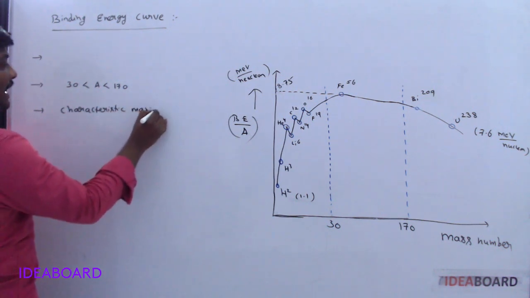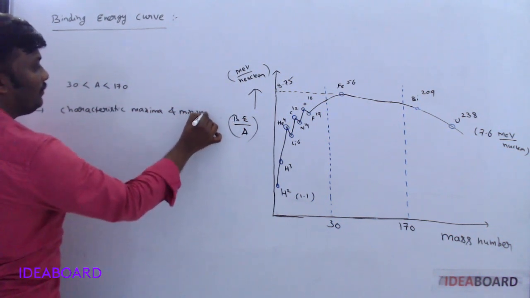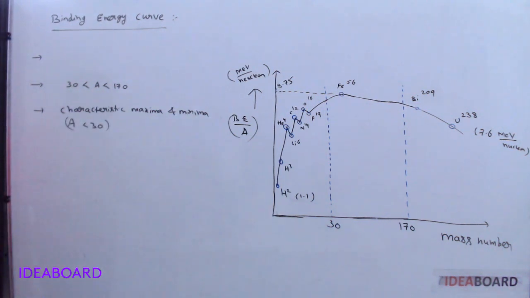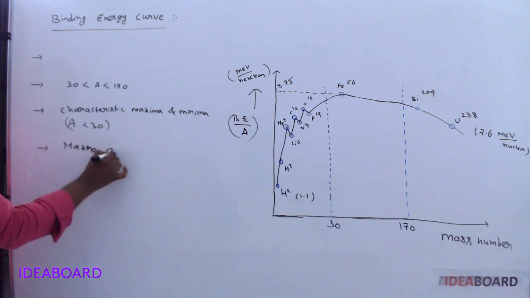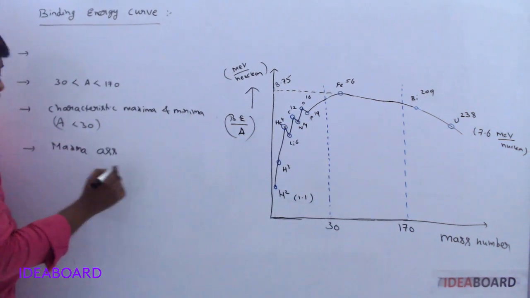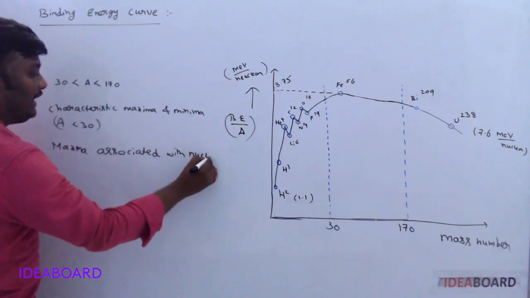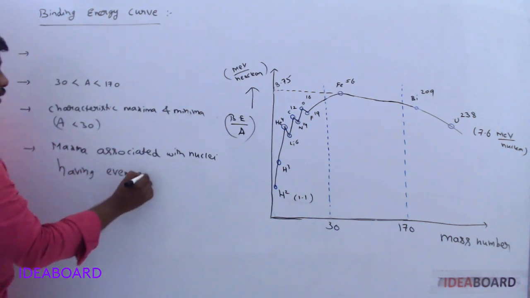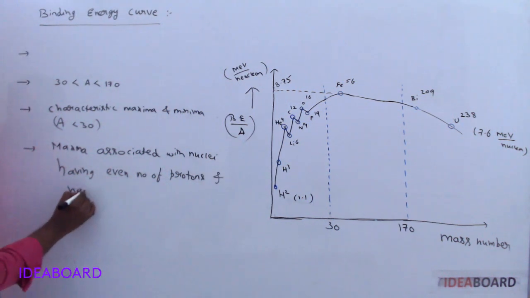What we observe? Characteristic maxima and minima. If A is less than 30, the maxima are associated with nuclei having an even number of protons and neutrons.